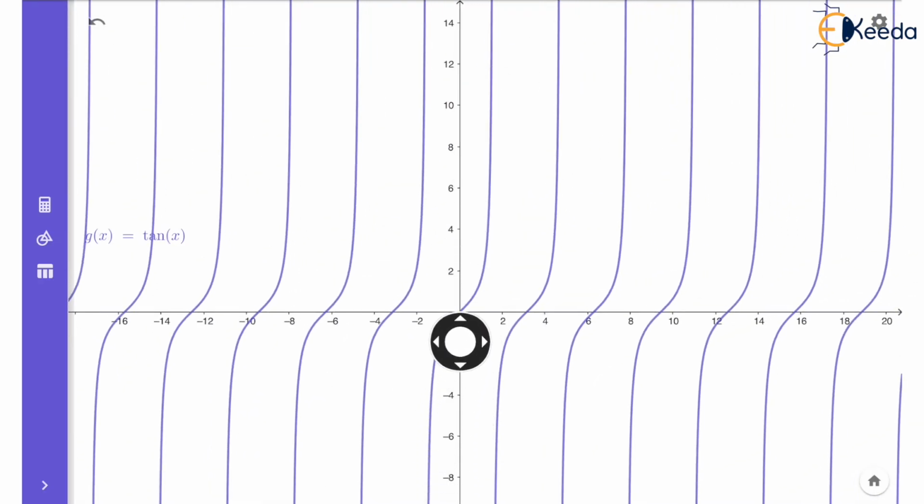So this is the graph of y equal to tan x, and we can see that this graph repeats itself for every pi time period, and also the graph is not defined at all the odd multiples of pi by 2. That is where the function value takes a very high value, whether it is plus pi by 2 or minus pi by 2.